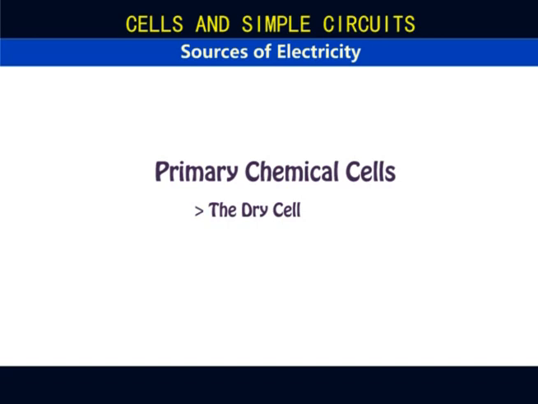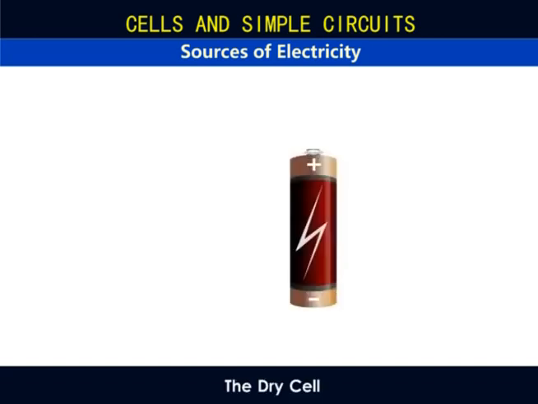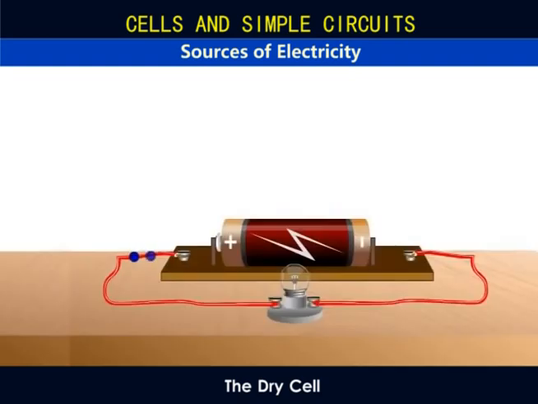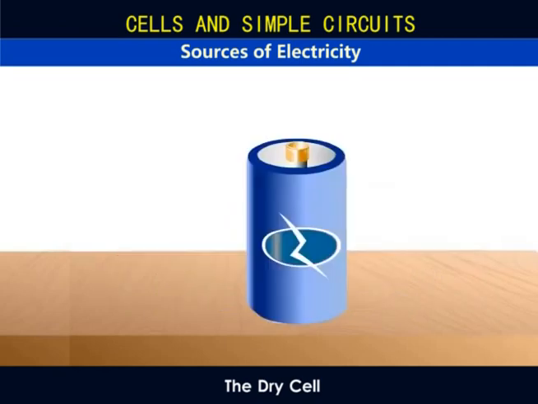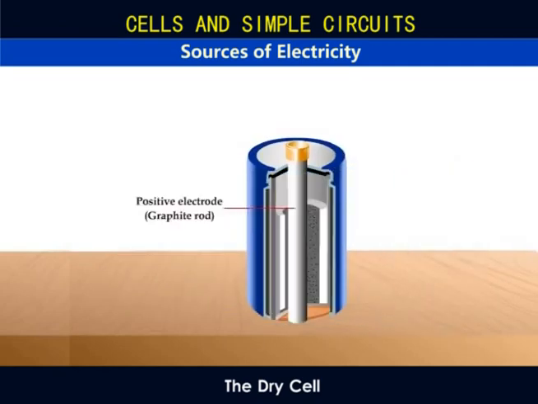Next, the dry cell. A cell is the simplest unit for making electricity. It generates electricity from chemical reactions. The anode is a graphite rod. The zinc container is the cathode, and the electrolyte is a moist jelly paste of ammonium chloride enclosed in the metal cylinder.